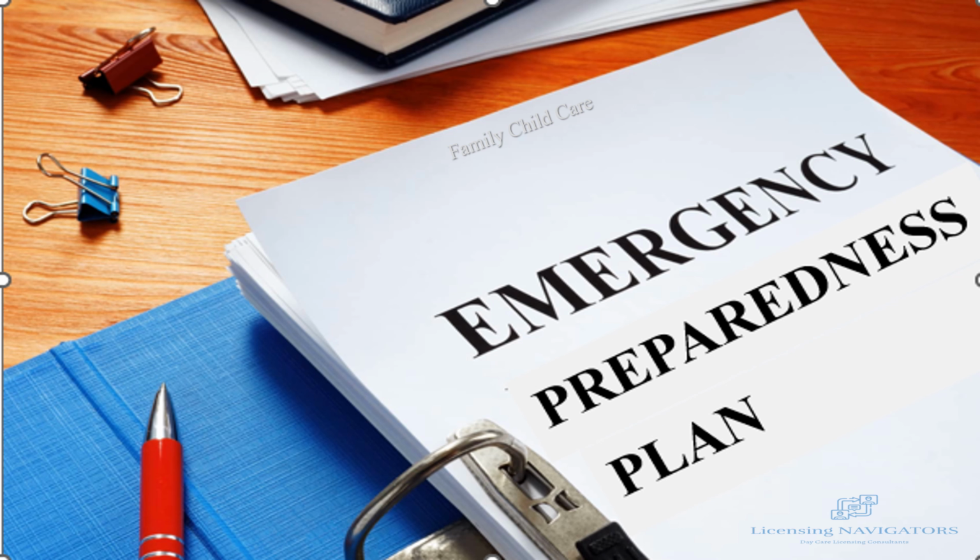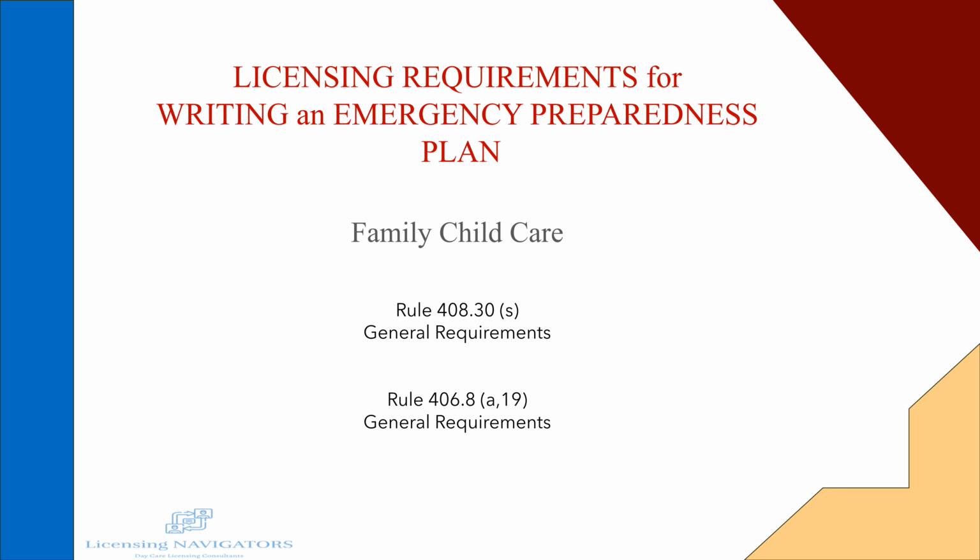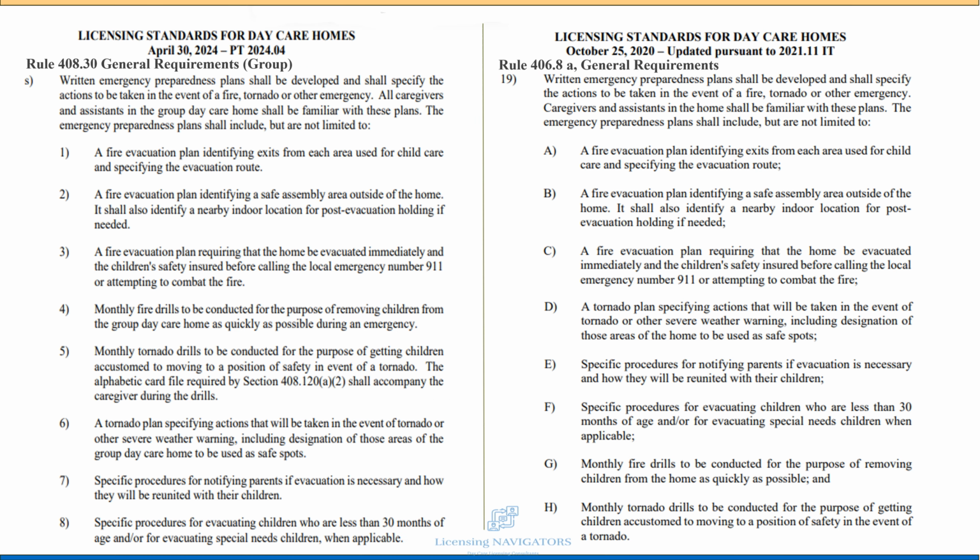Emergency Preparedness Plan. Licensing requirements for writing an emergency preparedness plan for home daycare. When writing your emergency preparedness plan, you can find the requirements in the licensing rules. For Rule 408, group daycare homes, you can find it under 408.30 General Requirements. For daycare homes, you can also find it under General Requirements, Rule 406.8.